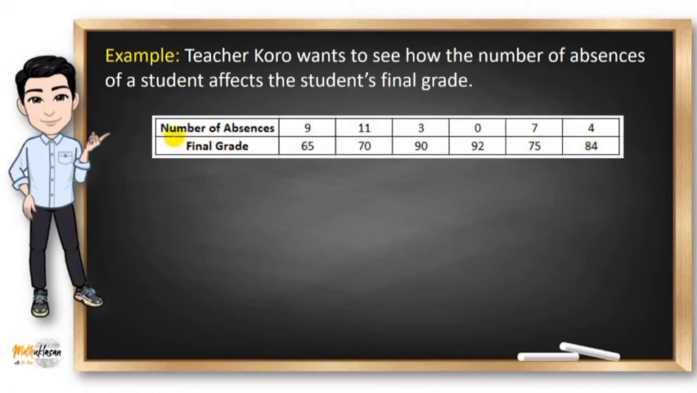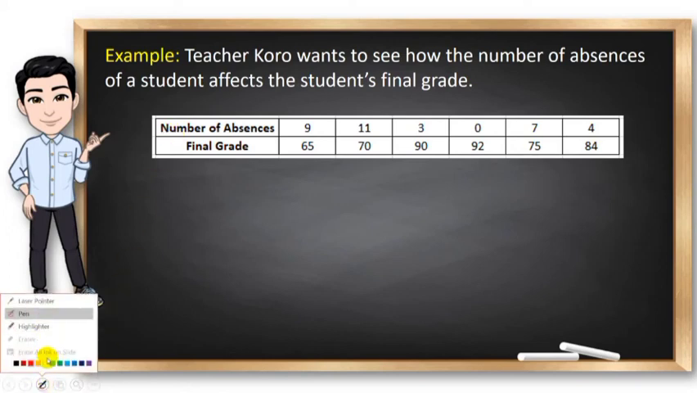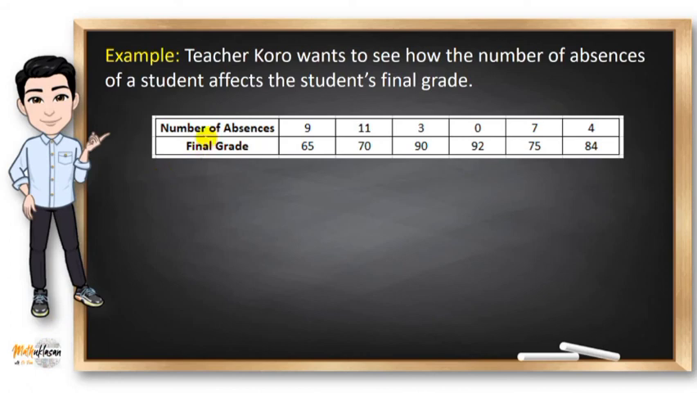Ngayon, ang una natin kailangang ma-determine dito, alin dyan ng independent variable at alin naman yung dependent variable. So, kung mapapansin natin, ang tinitignan natin ay yung number of absences nakaka-apekto sa student's final grade. So, ibig sabihin, yung ating independent variable ay yung number of absences. At ang ating dependent variable naman ay yung final grade. So, ibig sabihin, ito yung x natin, tapos ito naman yung y.